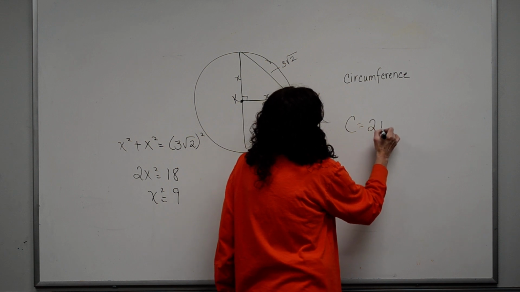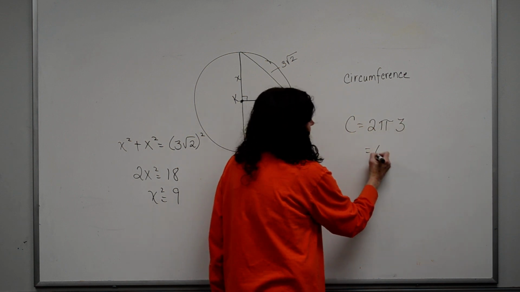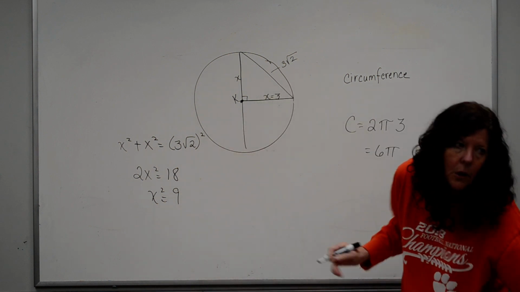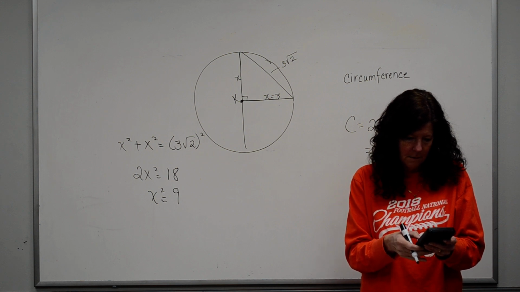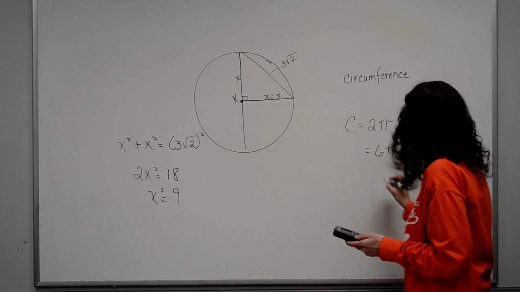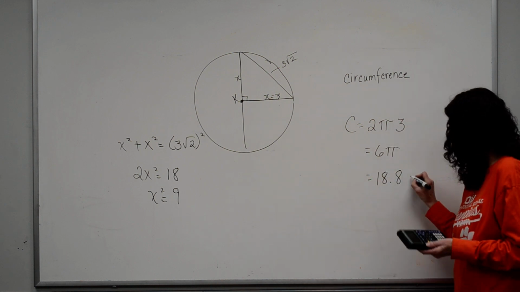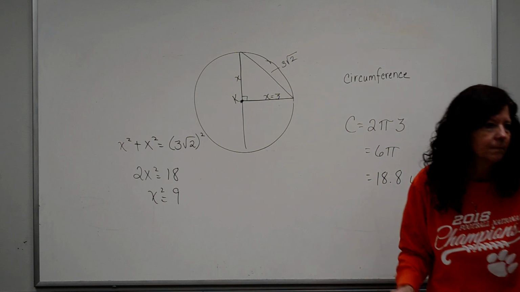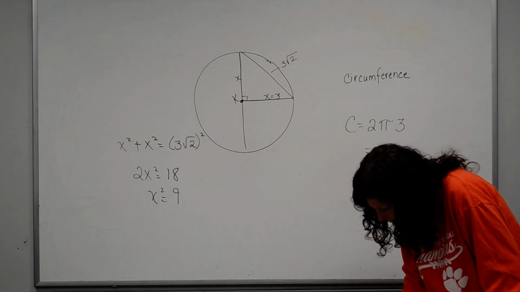So 2 times pi times my radius, which is 3. So it's 6 times pi, which technically you could leave it like that, or you could go 6 times the pi button. It's going to be 18.8. Okay, units, because I have no, it didn't tell me centimeters, meters, whatever. Okay? Yes, no, maybe? Y'all with me? Yeah. Okay.